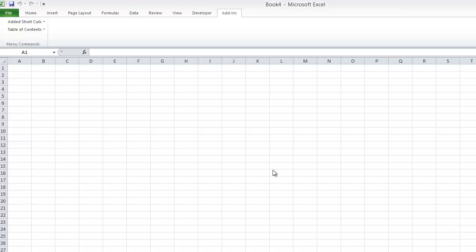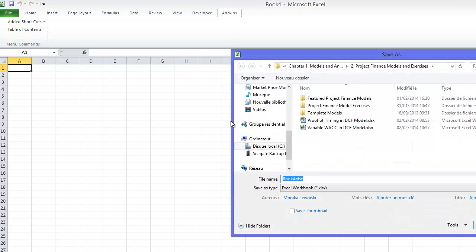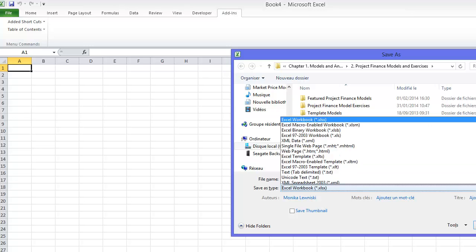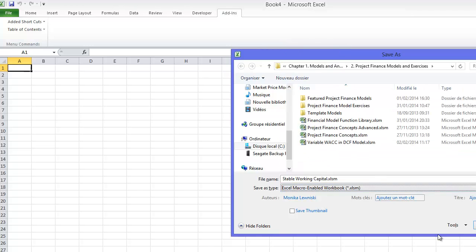Okay, this is a video that explains the whole idea about stable working capital. So this is going to be what I'm going to call stable working capital. Okay, perhaps I'll save it as a macro-enabled workbook.